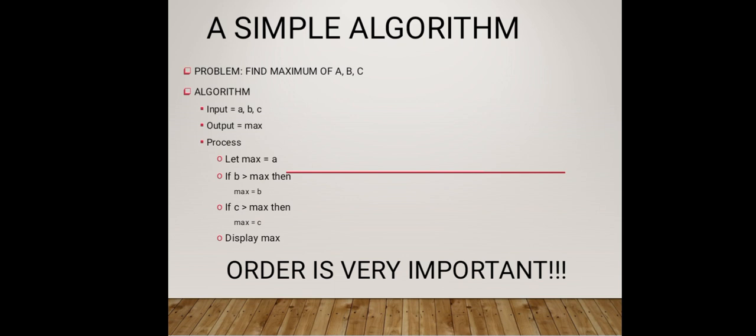Then display maximum. If you're going to display the maximum, you're going to put up something like A equals B equals C. That will be your display of the maximum. These are just pseudocodes. You can also put them in a flowchart and whatnot.